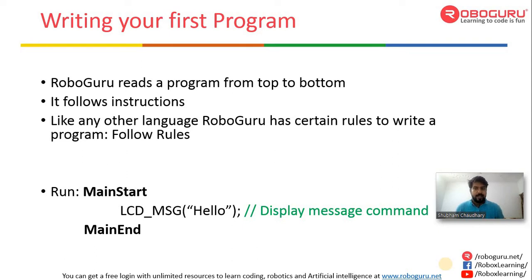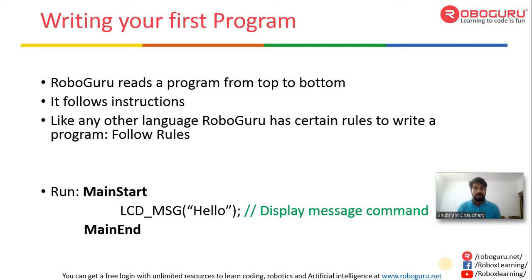Okay, and RoboGuru follows instructions. You have to understand this. RoboGuru always follows instructions. So in most programs, RoboGuru will never be wrong. If you're not getting the right output, the right outcome, it's because you must have written the program wrong. So it's better to check if you have written your program correctly or not, rather than thinking that RoboGuru is wrong, or that it's doing certain things wrong.